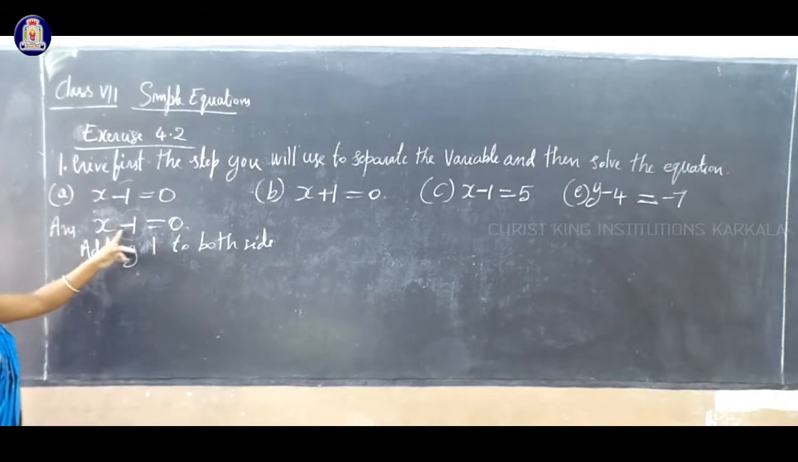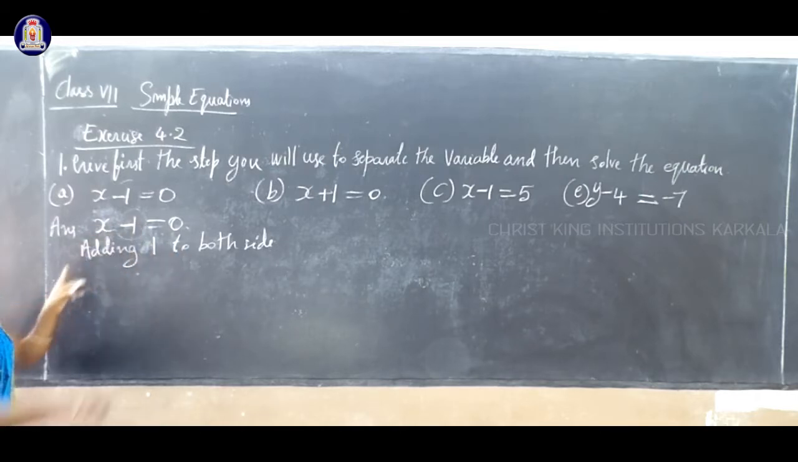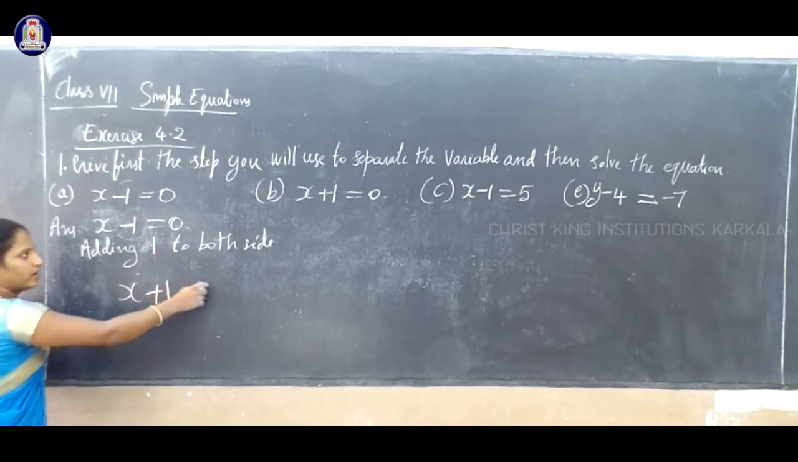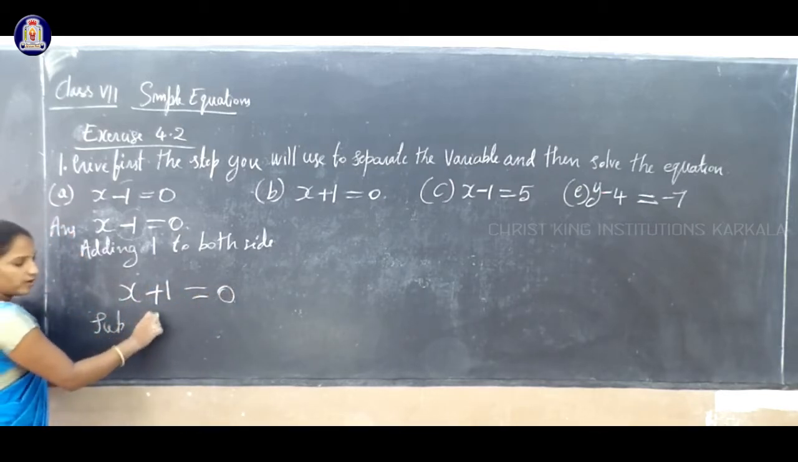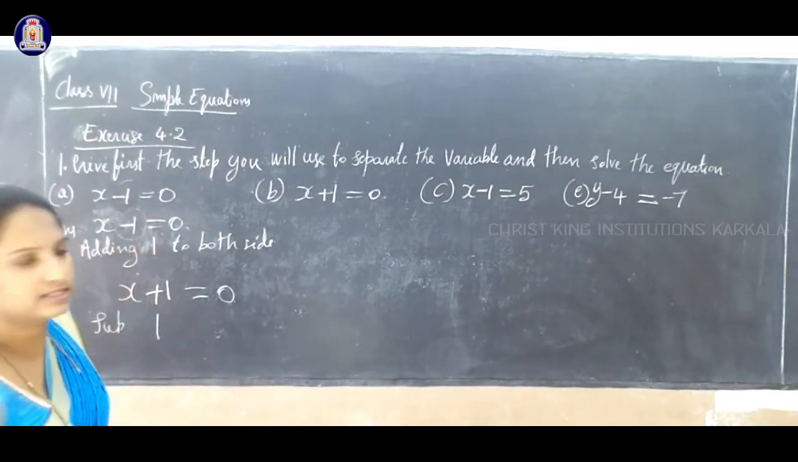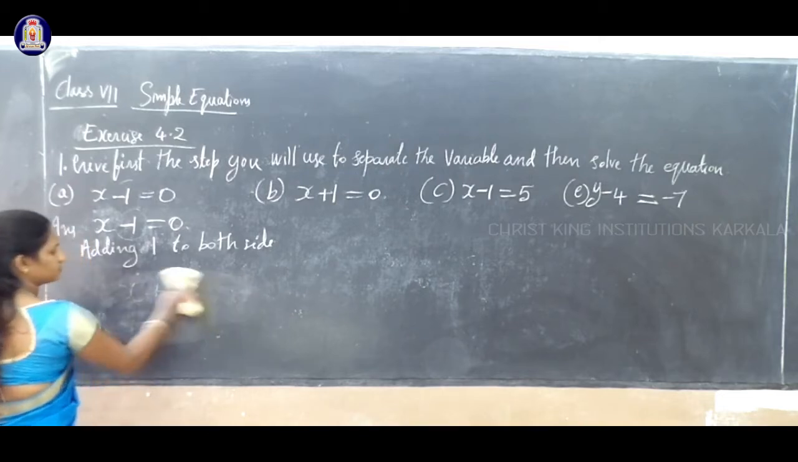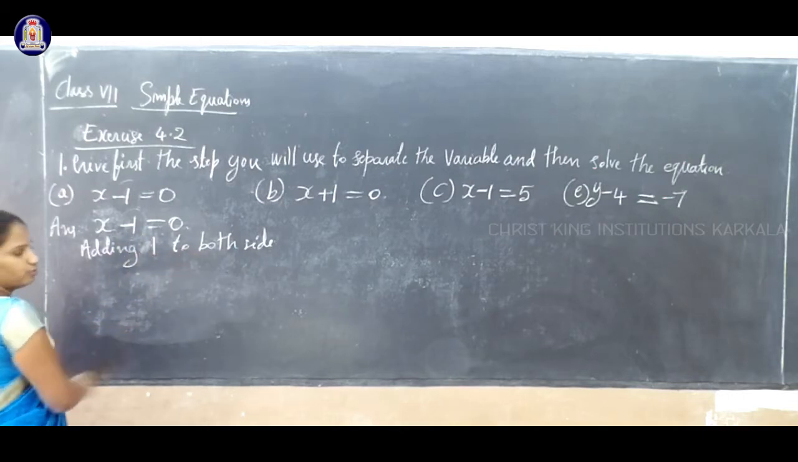Why? Because your sign here is given minus 1. Right? If it is given minus 1, then you have to add plus 1 to both the sides. If it is given x plus 1 equal to 0, then you have to subtract 1 from both the sides. Clear? So now in this question it is given minus, right? So we have to add 1 to both the sides.